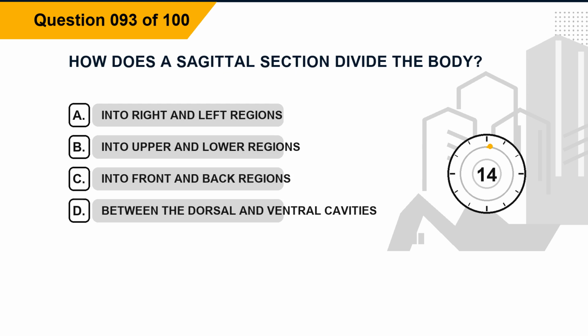Question 93. How does a sagittal section divide the body? Option A. Into right and left regions. Option B. Into upper and lower regions. Option C. Into front and back regions. Option D. Between the dorsal and ventral cavities.